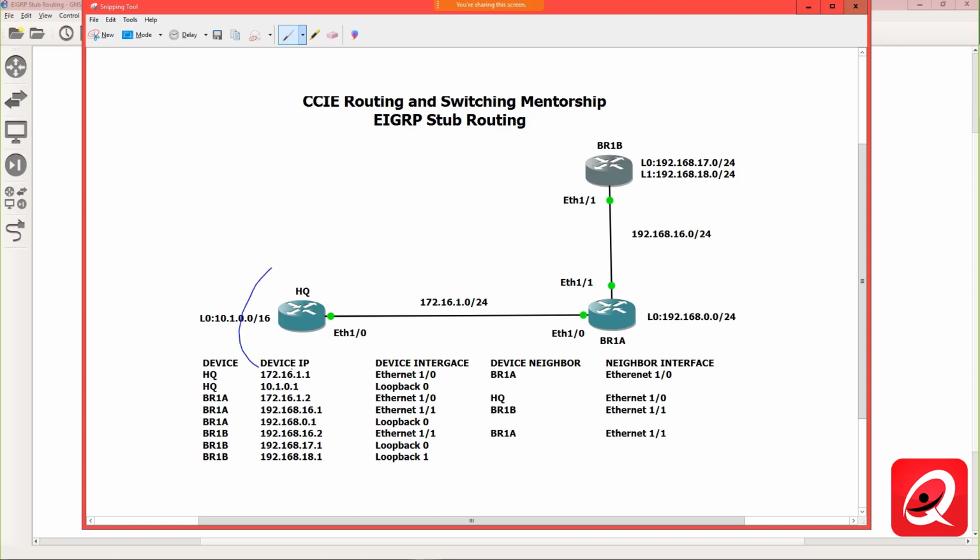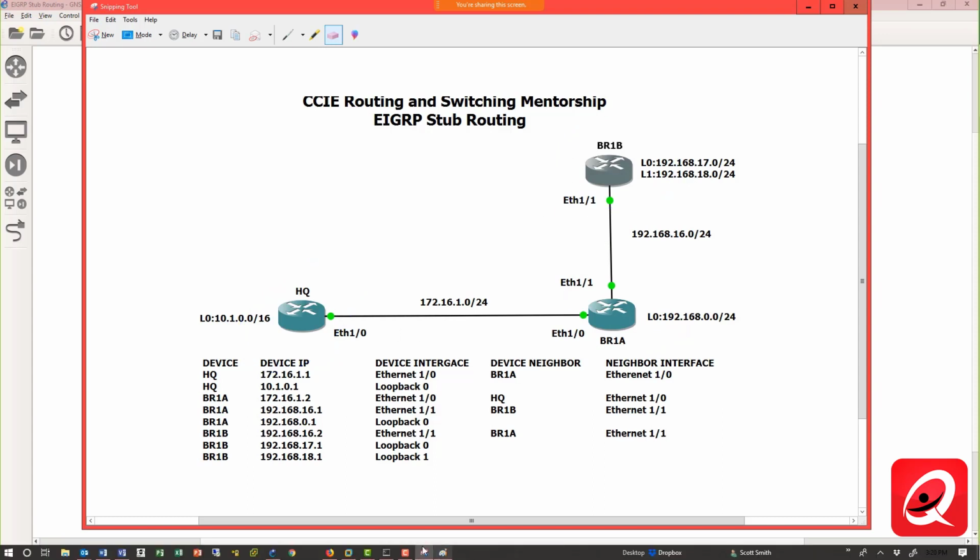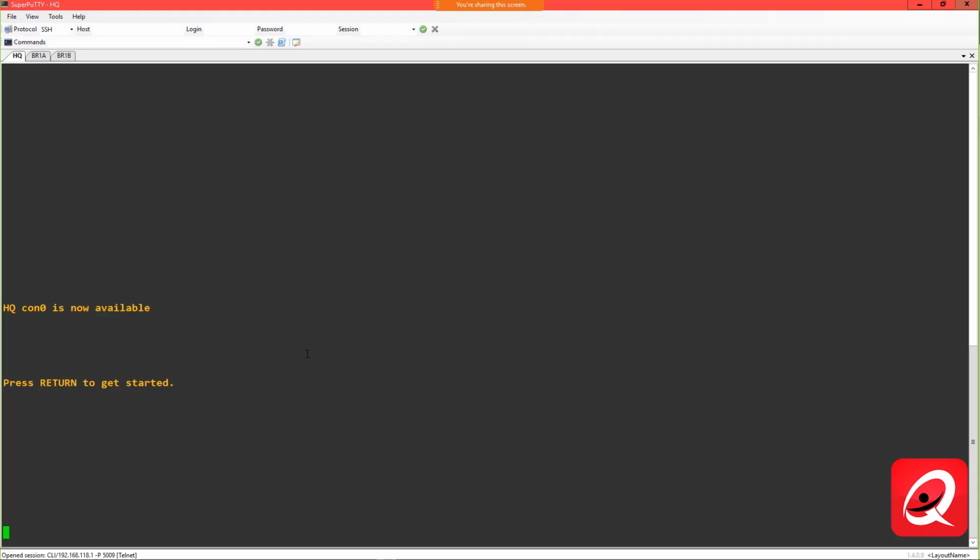Obviously, we're running EIGRP on 3 different routers here, so we're going to take a look at that configuration. Presently, we're running classic mode in each of these routers, but we are going to configure BR1A in named mode a little bit later on. All right, so let's just do a little bit of investigation here.